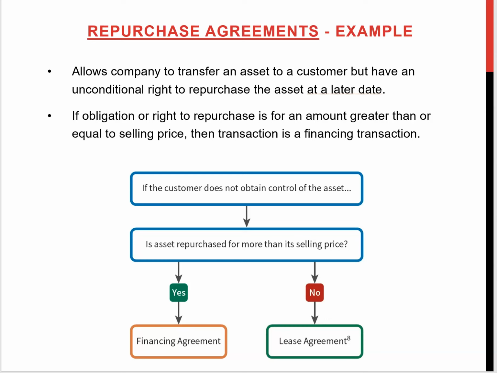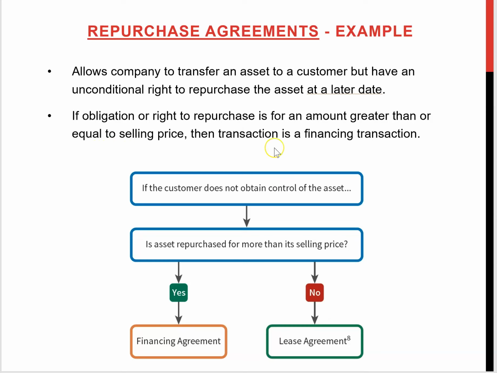Now we'll see another example, repurchase agreements. Sometimes you will see in the contract there might be some repurchase agreements between the seller and the buyer. That means the seller is apparently selling a product, but there is a condition that at some point the seller will repurchase the product from the customer at a later date. And when they repurchase the product, the repurchase price could be higher or lower than the initial price when they transferred the product.